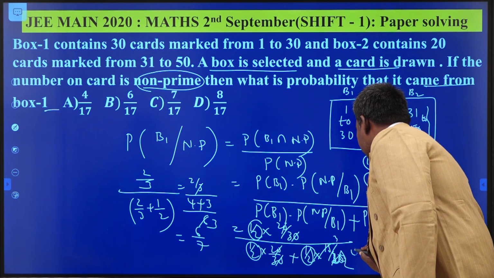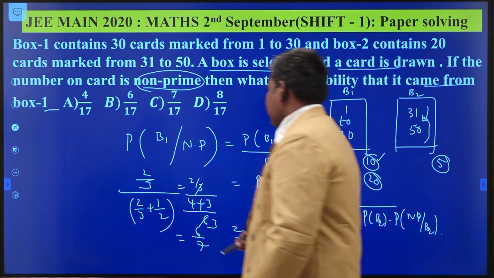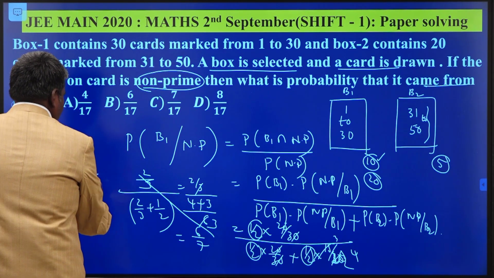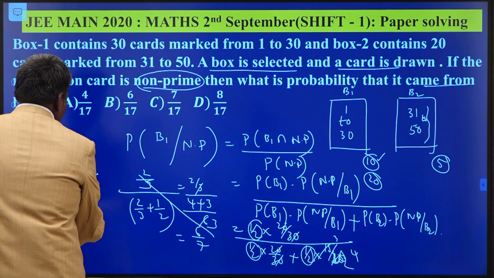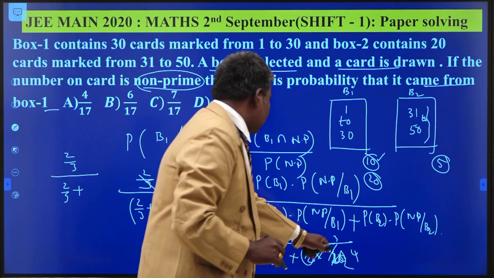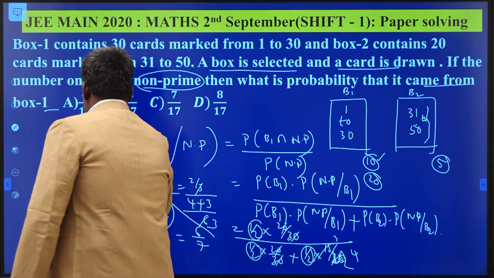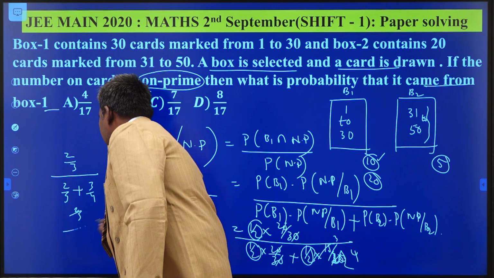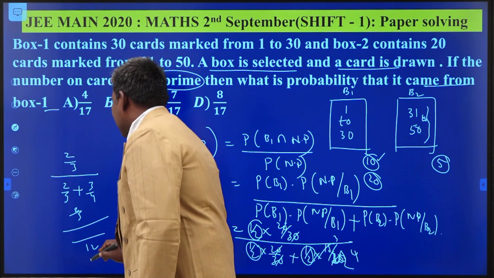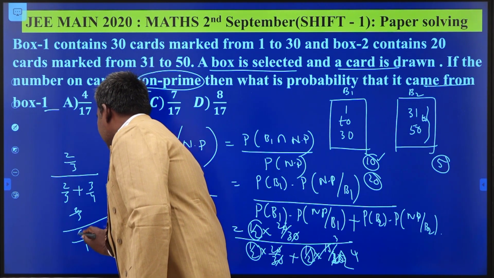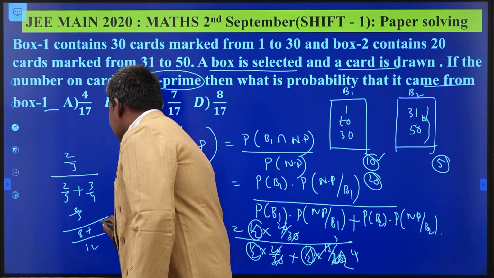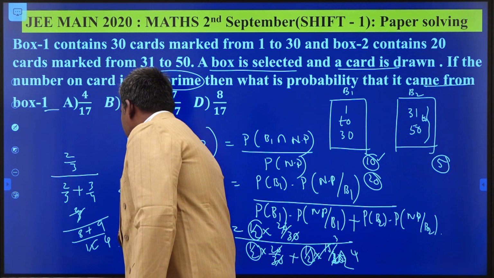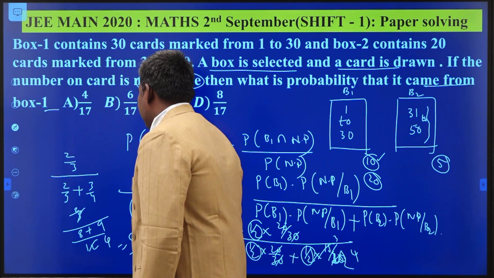5 3s, 5 4s. 3 by 4. This is 3 by 4. Not here. 2 by 3 by 2 by 3 plus what you have to write? 3 by 4. So 2 by 3 by, this is 12, 3 4s, 4 2s are 8, plus 4 3s, 3 3s are 9. 3 4s, that is 4 2s are 8 by 17.